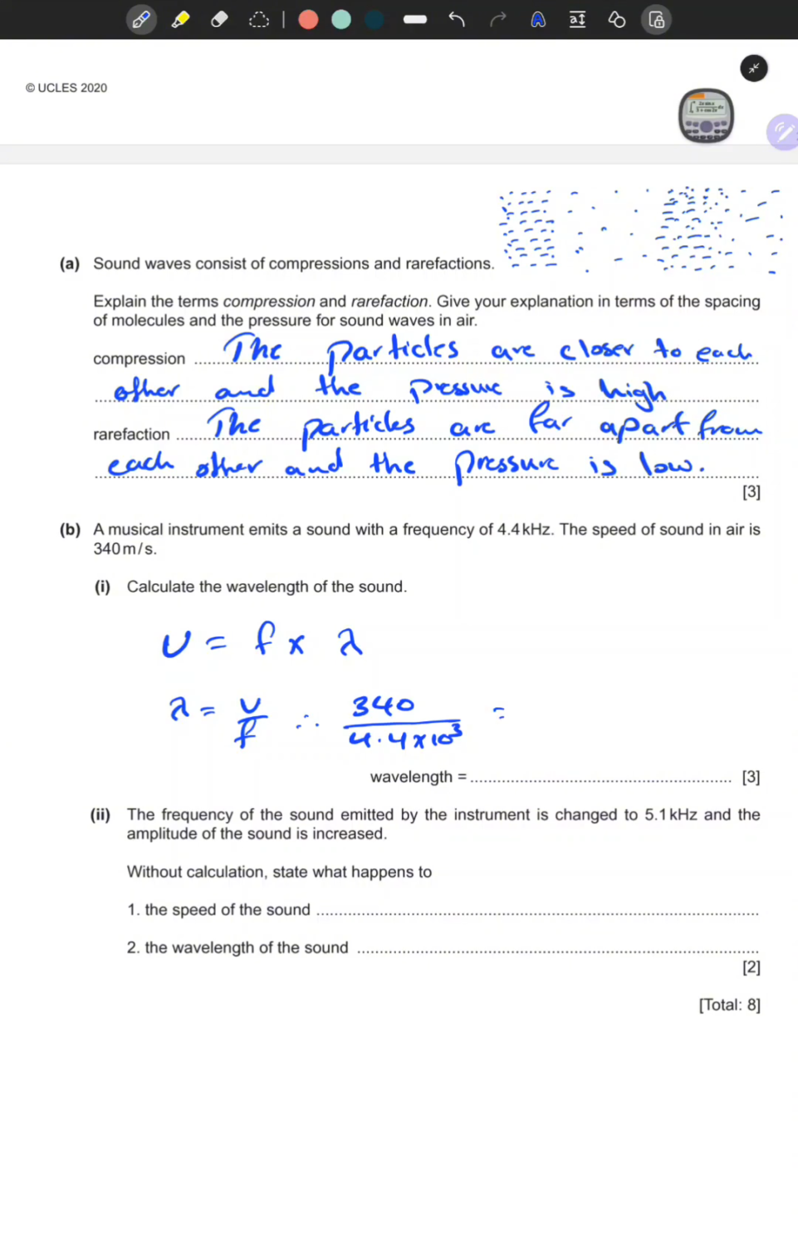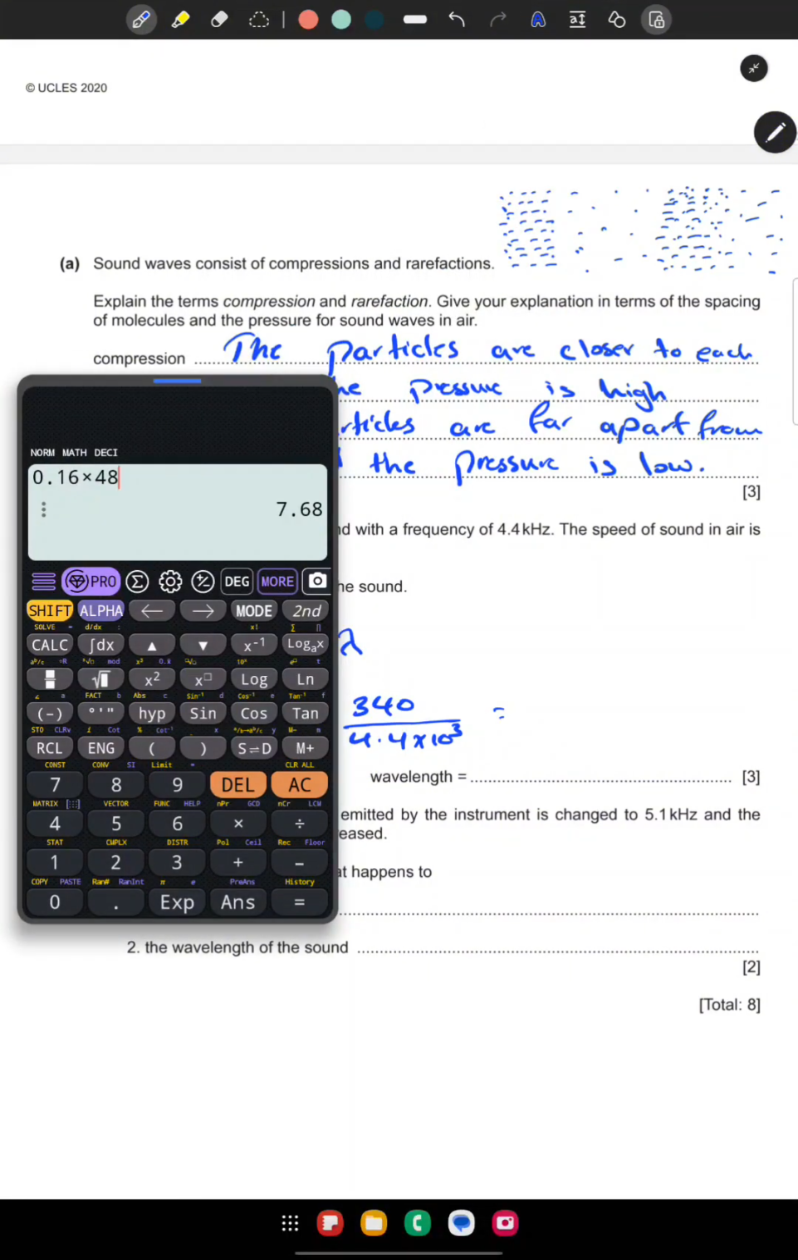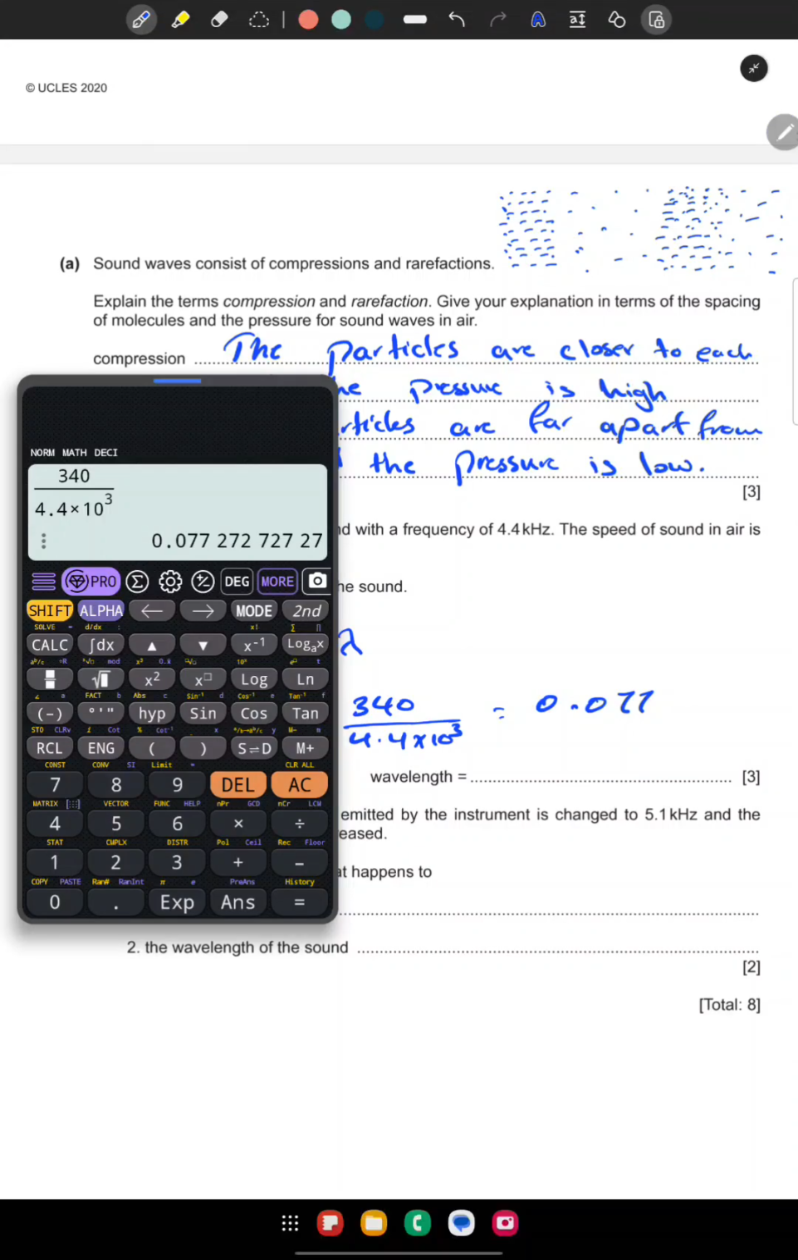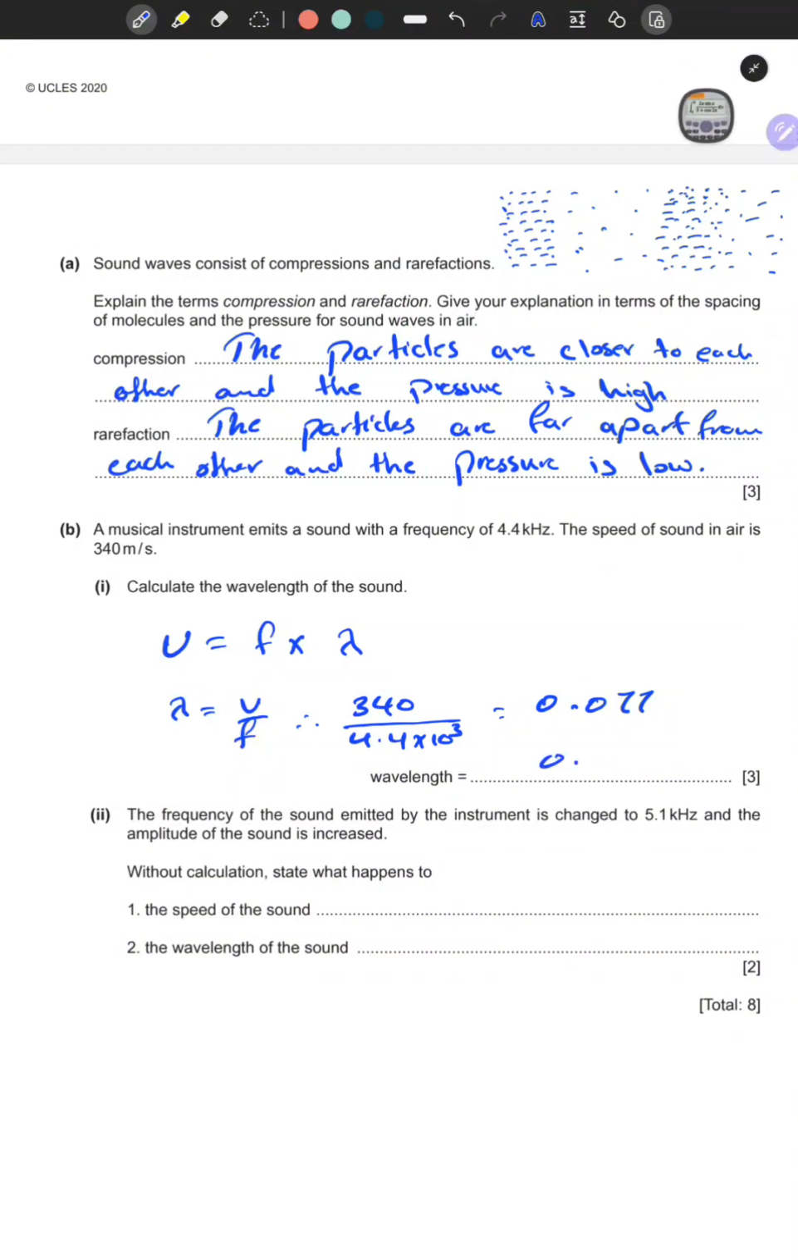So let's see what that is equal to. 340 over 4.4 times 10 to the power of 3. That is equal to 0.077. Okay, and what will be the unit of the wavelength? It's meters, so it will be 0.077 meters.